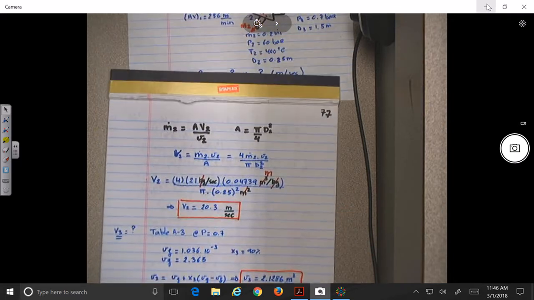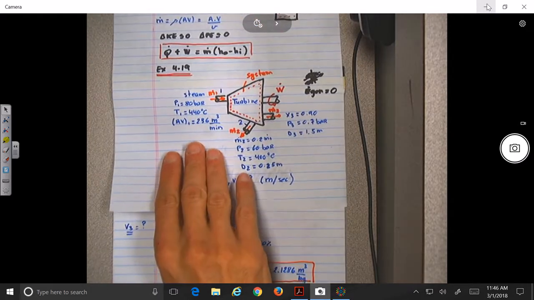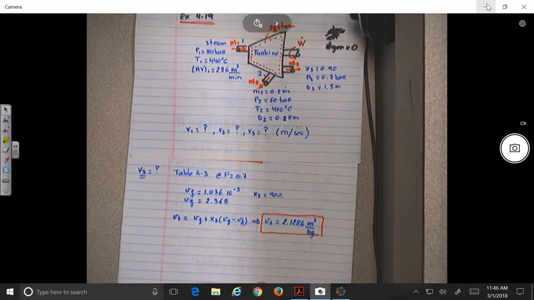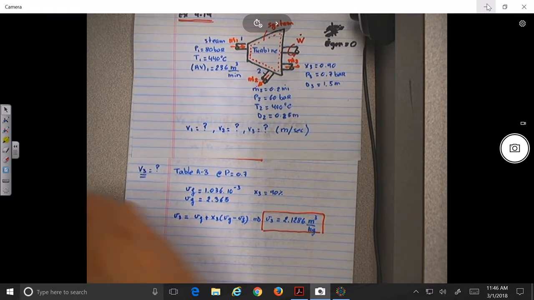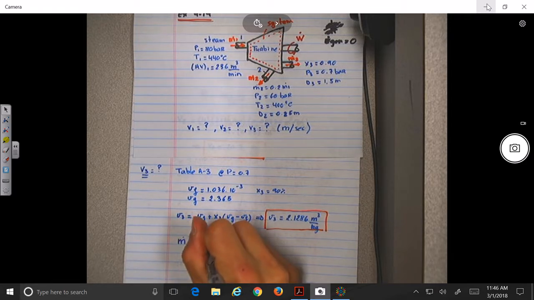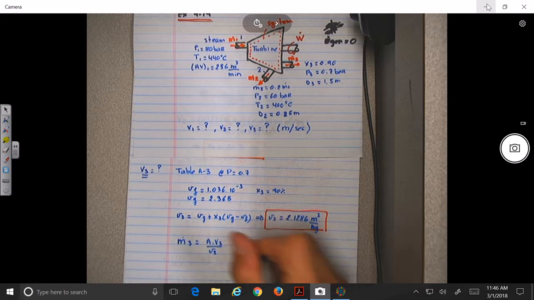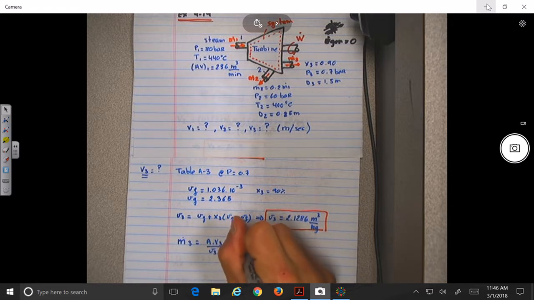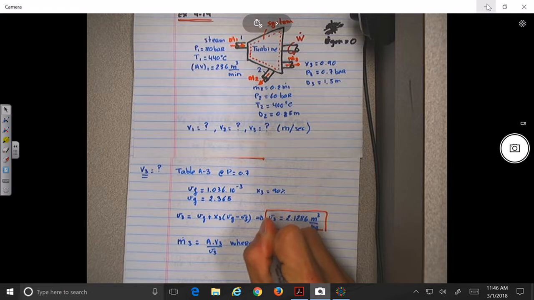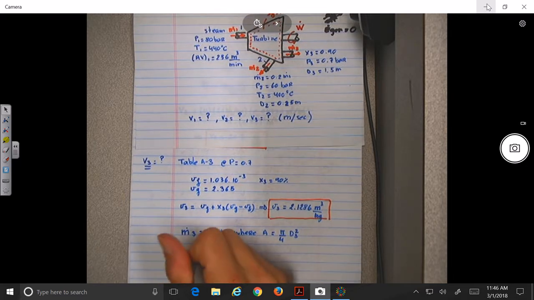Okay, so again, we also know the diameter for that one. So we can do exactly the same thing as we did before. So we can say that M3 equal to A V3 divided by specific volume 3, where A equals pi over 4 d3 squared. So that gives us what?